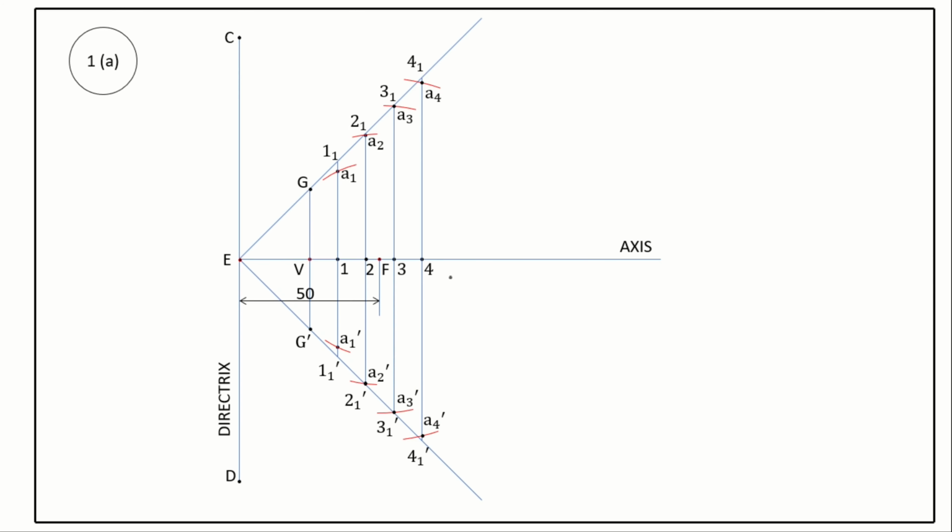Again mark the point 5. Distance between 4 and 5 is 10 mm. Through the point 5, draw a vertical line. It cuts at 5, 1 and 5, 1 dash.